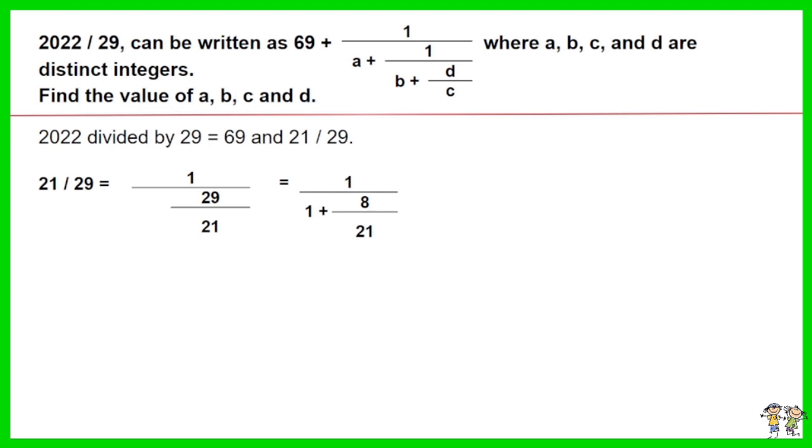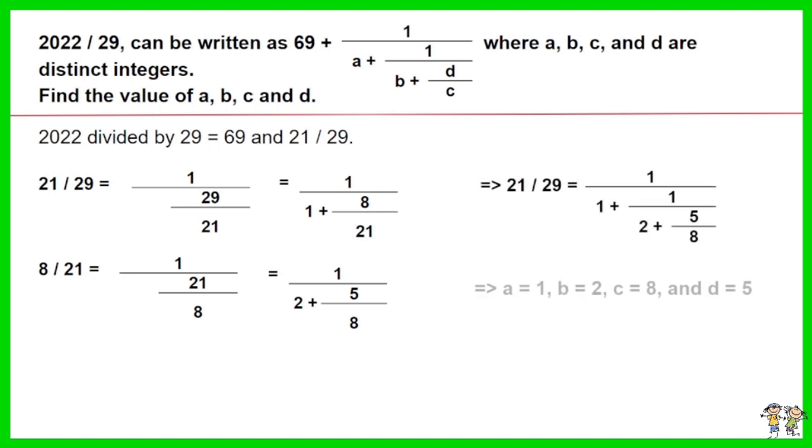8 over 21 is equal to 1 over the value of 21 over 8. Express the value of 21 over 8 as 2 plus 5 over 8. Put their values into the equation for 21 over 29, you will see the value of A equals 1, B equals 2, C equals 8, and D equals 5.